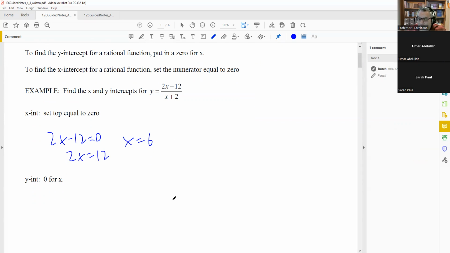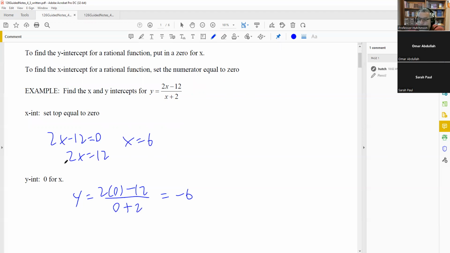For the y-intercept, same as we would do before in previous sections, you'd put a 0 in there for all of the x's, and this would give you -6. So the x-intercept is 6, and the y-intercept is -6, and that's how you find that. That's always the rule for rational functions like this, a function that has a fraction in it, like we have here.